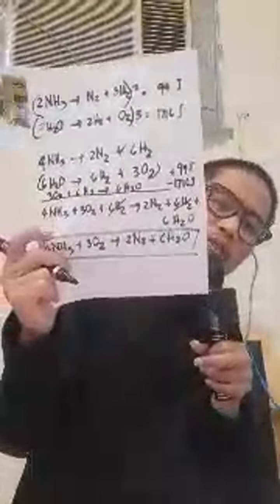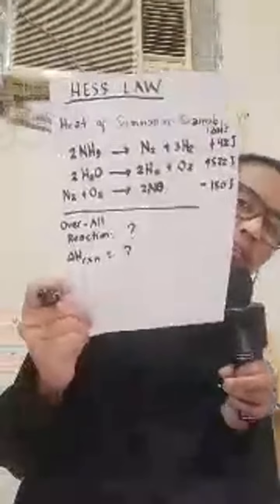But take note, guys, we need to balance our overall reaction. Still, we have to balance. Maybe somewhere along the way we are wrong. So, nitrogen: 4 on the left, 4 on the right. Oxygen: 6 on the left, and oxygen on the other side is also 6. So therefore, we conclude this is a balanced chemical reaction. So we answer now the overall reaction, what is being asked in the problem.